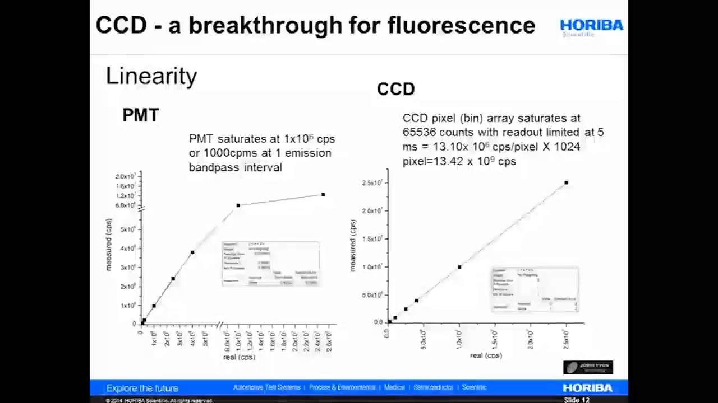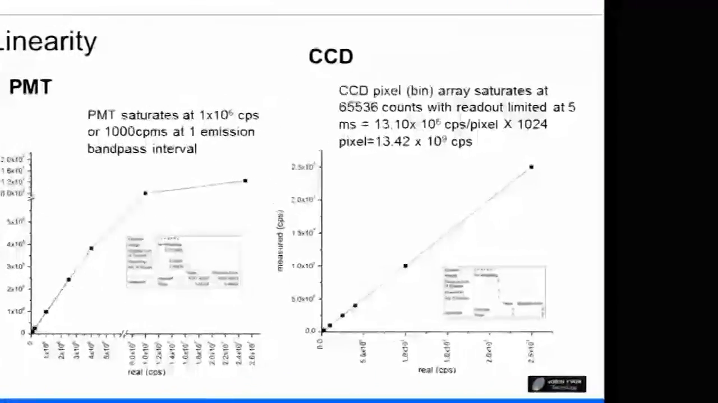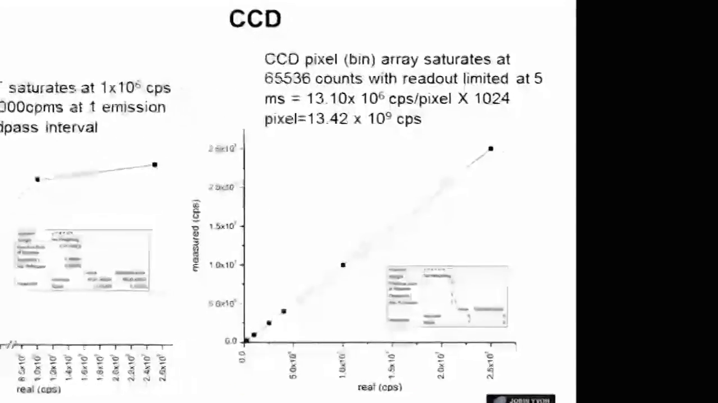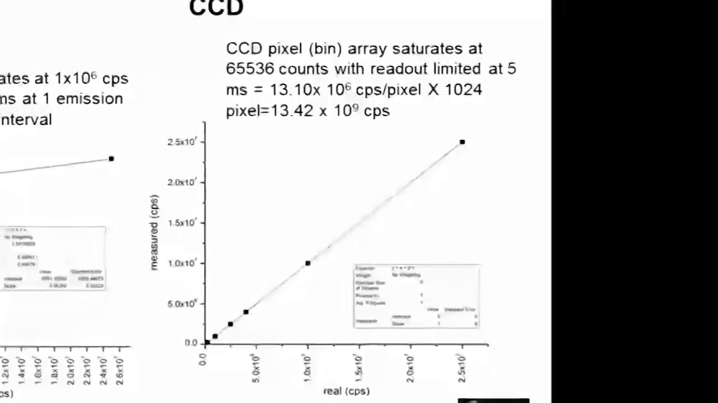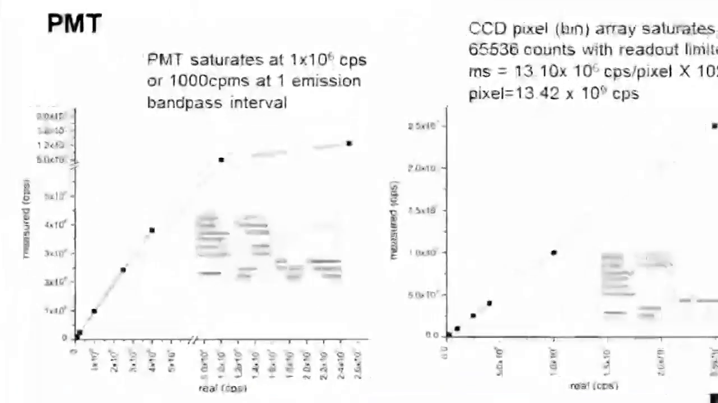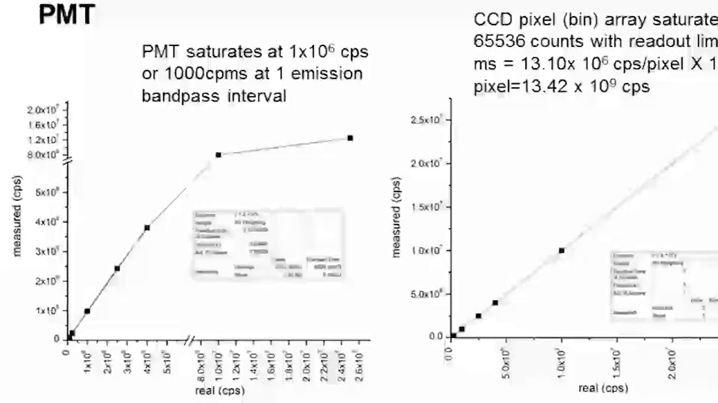CCD also presents a good linearity of the signal, meaning that the correlation between the number of incident photons and the signal which is read is good. The figures on the left show the linearity of a PMT. As all the photons are collected onto a single sensitive surface, it can be prone to saturation, then losing the direct correlation and linearity between the number of photons hitting the detector and the signal.